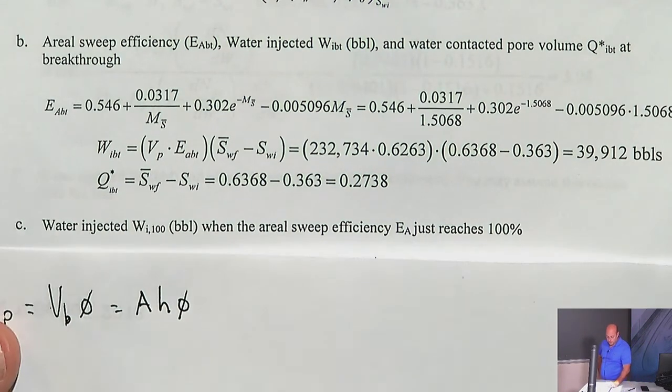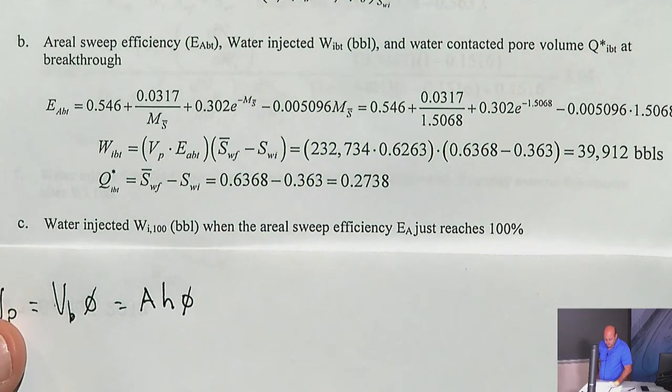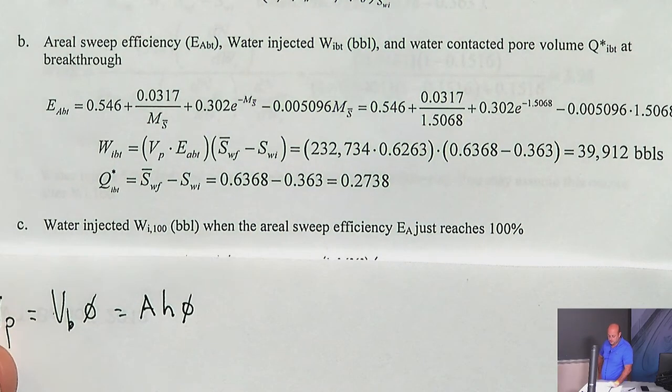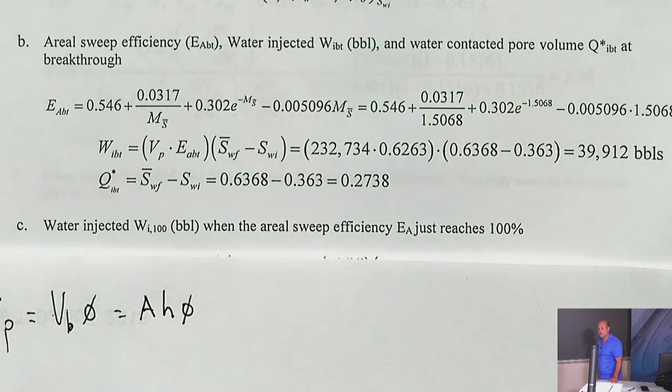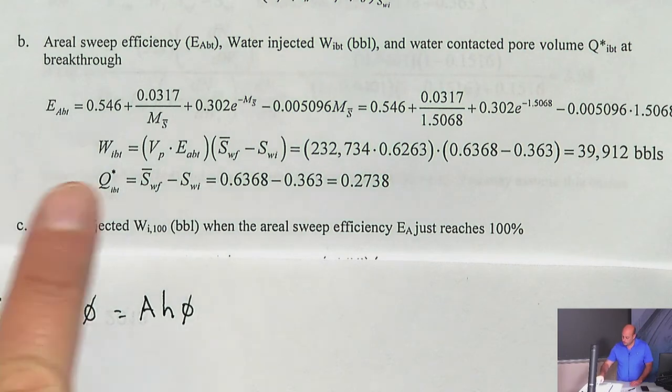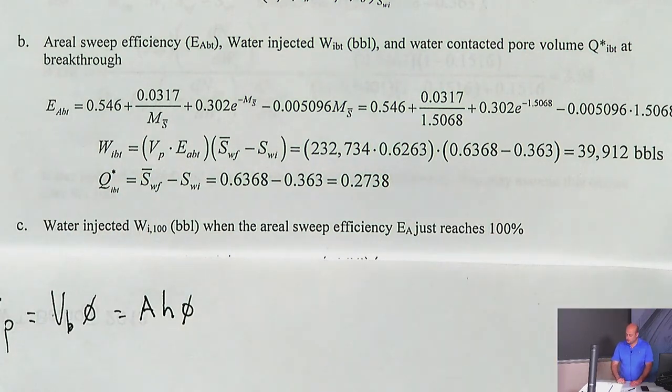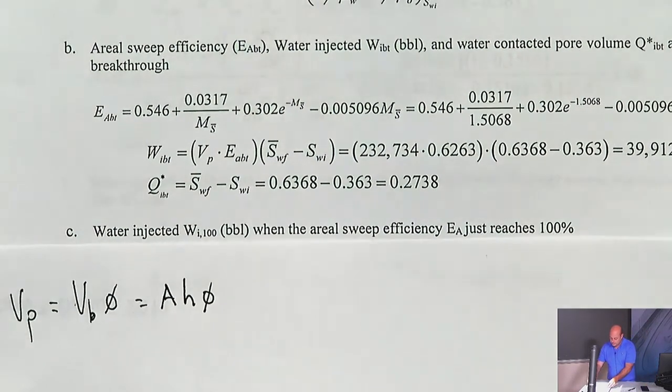What is the water injected when the aerial sweep efficiency just reaches 100%? Okay, so we know that the aerial sweep efficiency at breakthrough is 0.62, and water injected at breakthrough is 39,000. But we got to keep on injecting water, and eventually we'll get to 100% aerial sweep efficiency. How much water would we inject at that time?